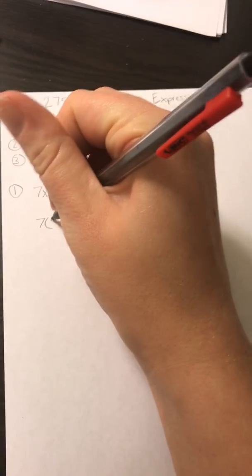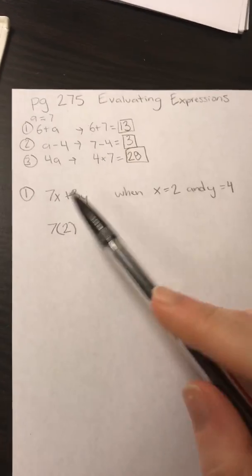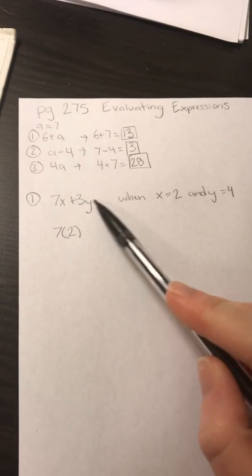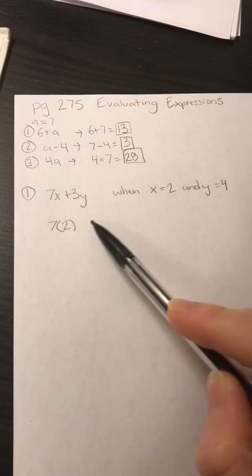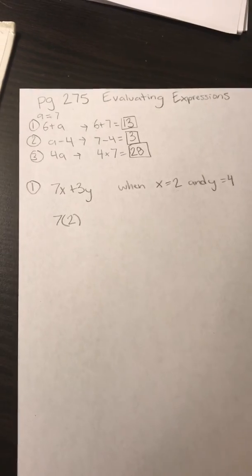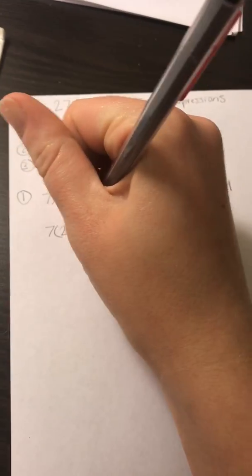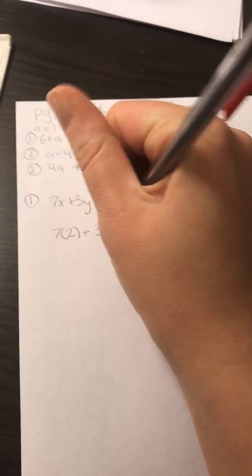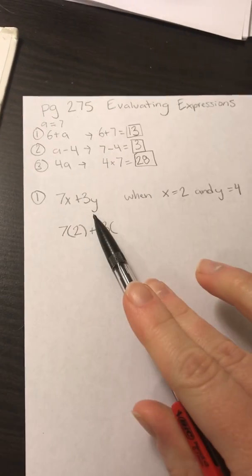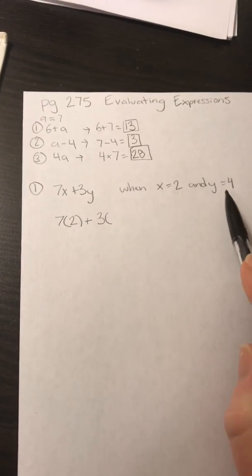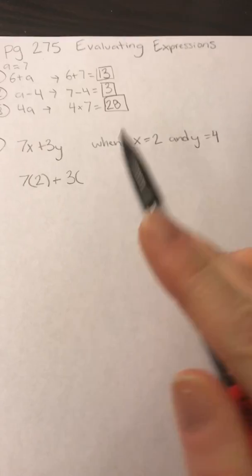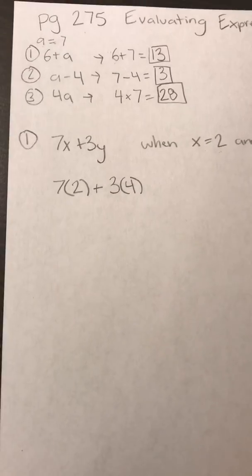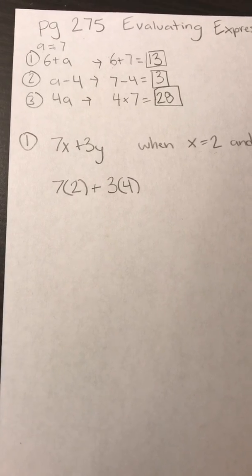So we're going to have 7 times 2. I knew that was a 2 because here's my x. I have to figure out what x equals. X equals 2, so I plug that in, okay? 7 times 2 plus 3 times, figure out what my y equals. My y is here. Y equals 4, so I'm going to plug my 4 in right here. So it's 3 times 4. This is my problem I now have set up.